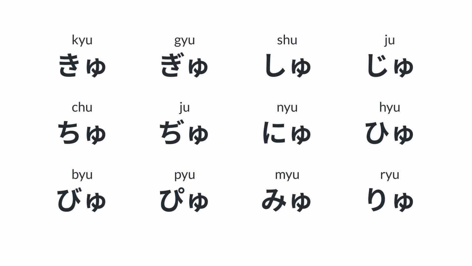What is this character? Yu. We can add a small yu to the end of these 12 characters. Again, the small yu essentially removes the e sound and replaces it with yu.